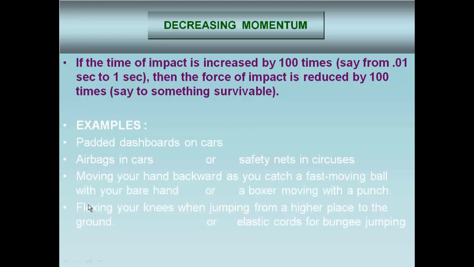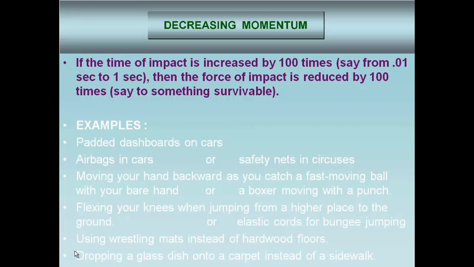So here's a bunch that I came up with. Padded dashboards on cars. Yeah, that's going to be much better for your face hitting a padded dashboard than if the dashboard were just straight up plastic or metal, all right? Because you're increasing that time of impact, decreasing the force. Airbags, we talked about it. Safety nets in circuses. So the high wire act. That crazy person's up there walking and they decide that if they fall, well, they hit that safety net and the safety net increases the impact time, which decreases the force compared to splatting on the hard ground, all right?